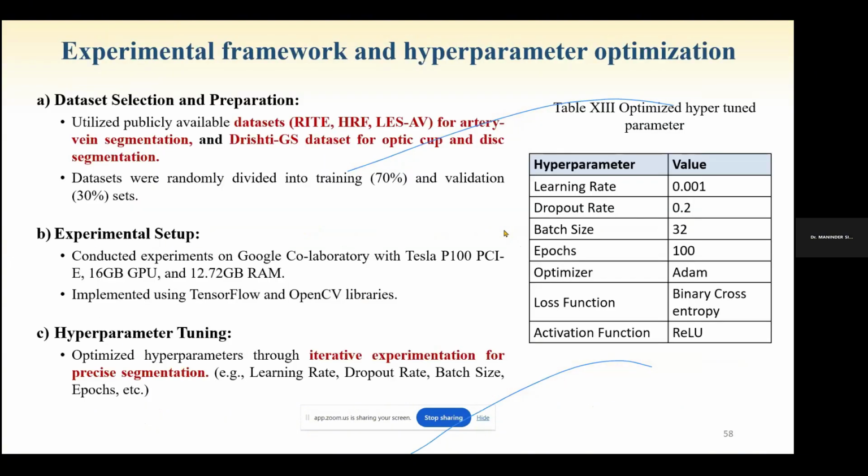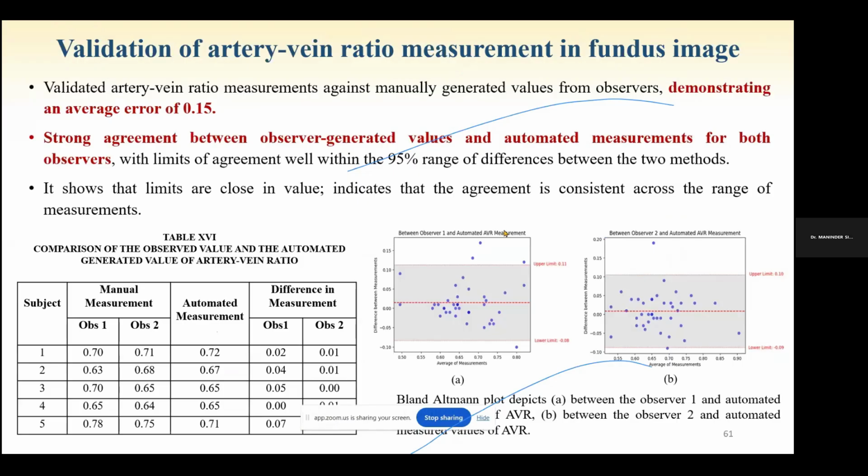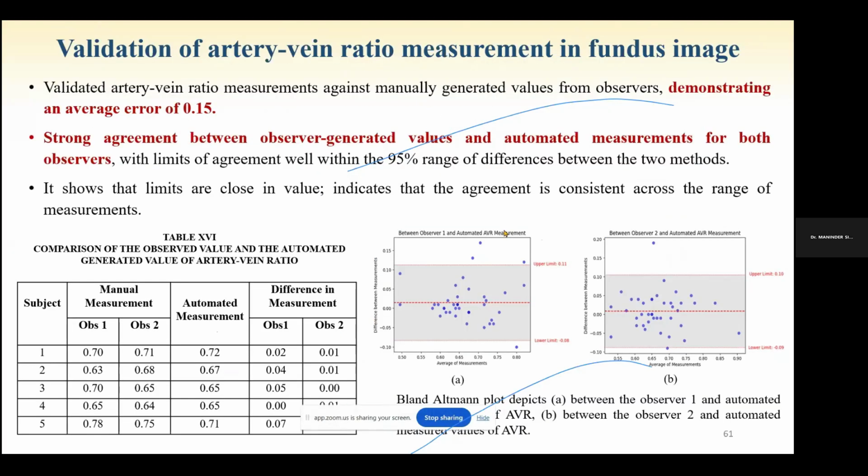So we have done some hyperparameter tuning with this. We used three types of datasets, RITE, HRF, and LES, for segmentation, and Drishti-GS. From Drishti-GS you can see there are also REFUGE and RIM-ONE datasets, but we worked on Drishti-GS for the optic cup and disc, and this is the whole setup. So this was the performance we evaluated with the diagnostic biomarker, where we obtained good sensitivity and specificity. Moreover, we did a Bland-Altman plot, and we also compared with manual measurement, using a dataset available, and we validated the algorithm on that.